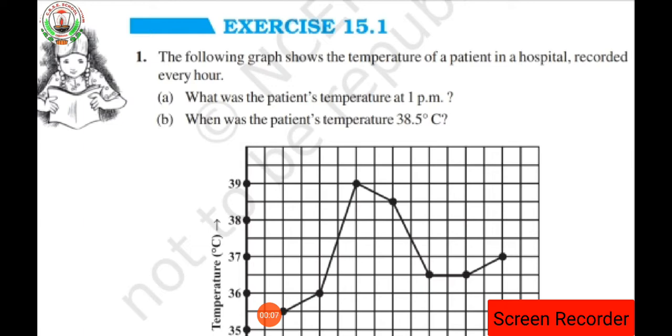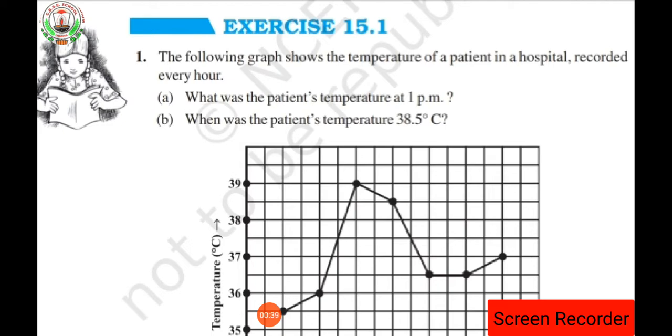In the previous video I had already explained the introduction of graphs along with the types of graph: bar graph, double bar graph, then pie chart or circle graph, linear graph, line graph. These all things we had already studied, and also the histogram and coordinates. So now we are going to see exercise 15.1, question number 1. First let me explain what the question says.